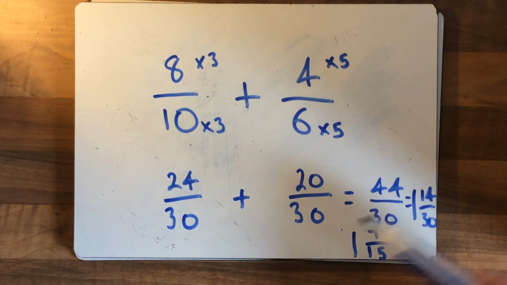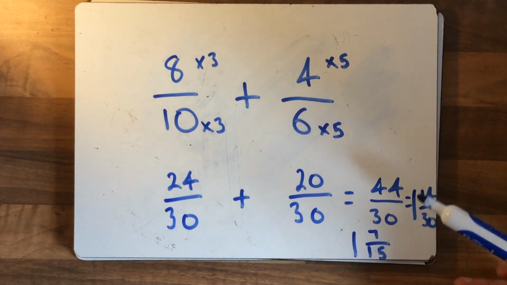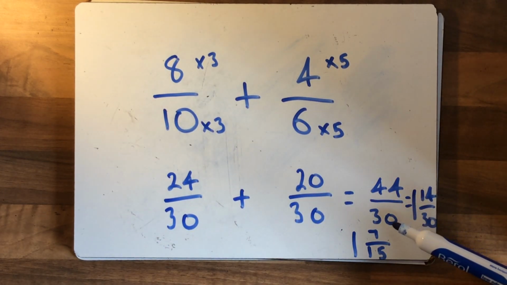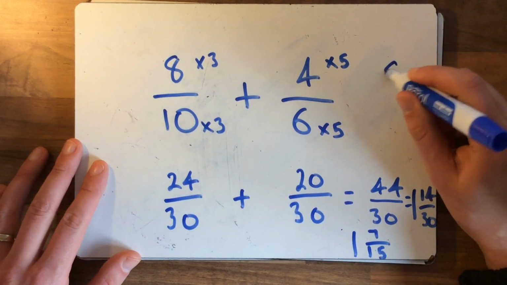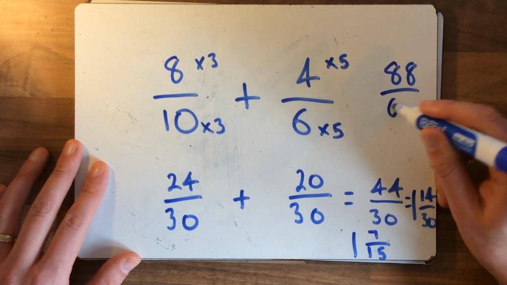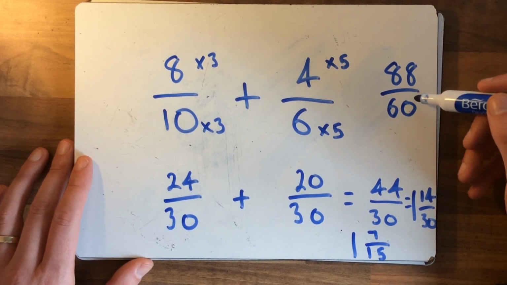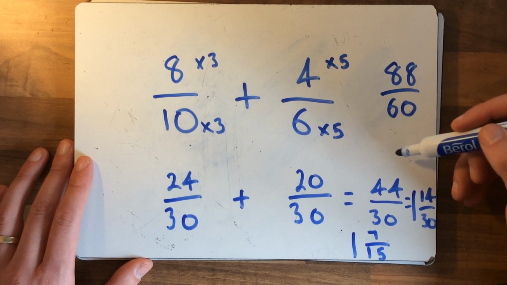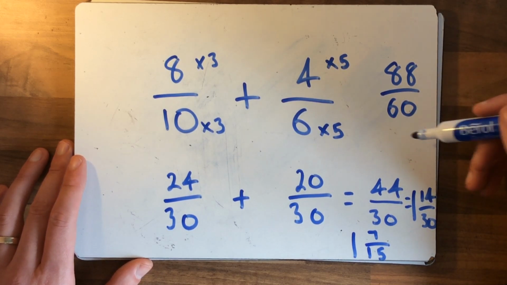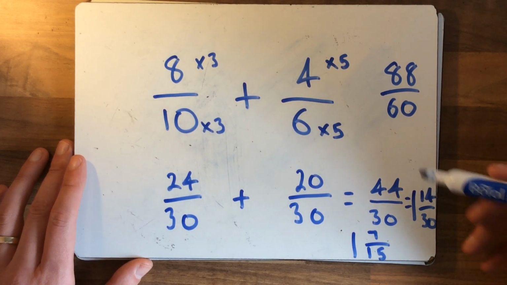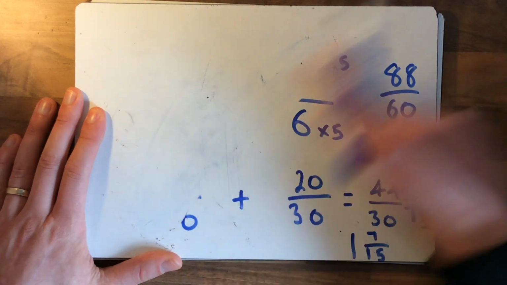And you can see how it was easier getting the denominator to 30 rather than 60, because to simplify 88 over 60, you would have had to see how many 60s go into 88. It would have been 1, and then you would have had 28 left. It would have been an extra step of simplifying, so that's why it was easy to get to 30.